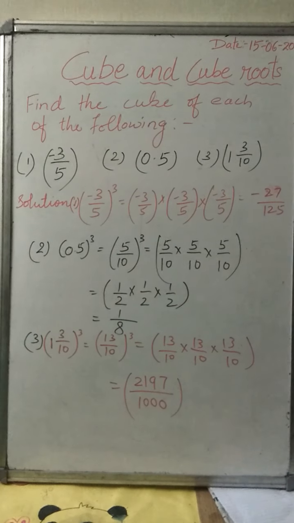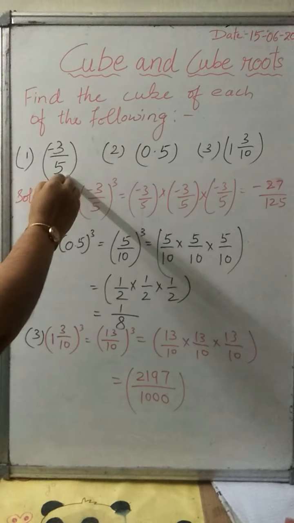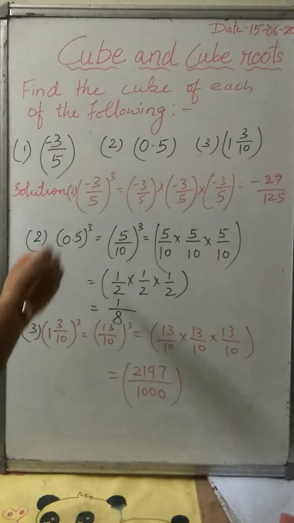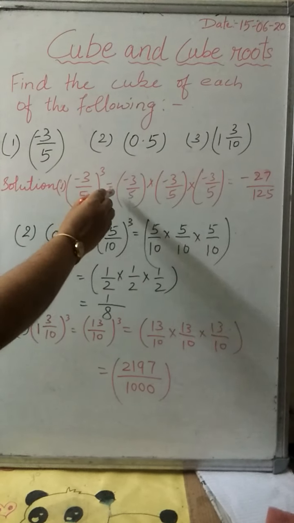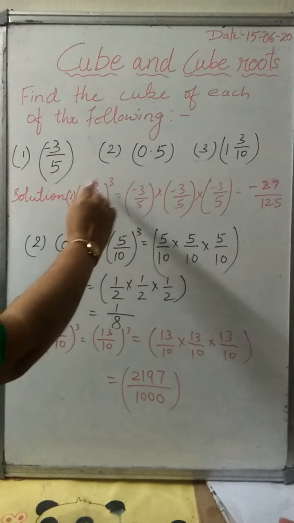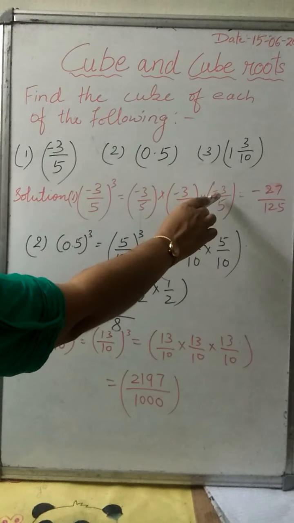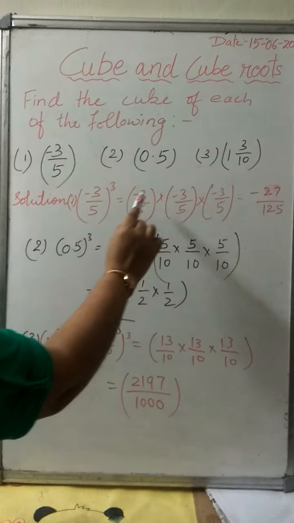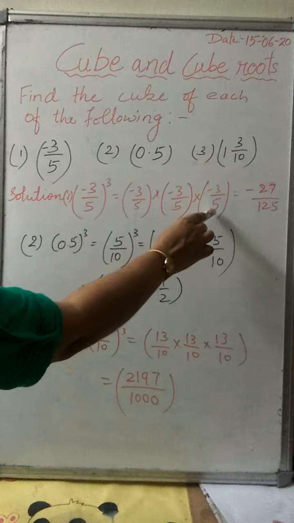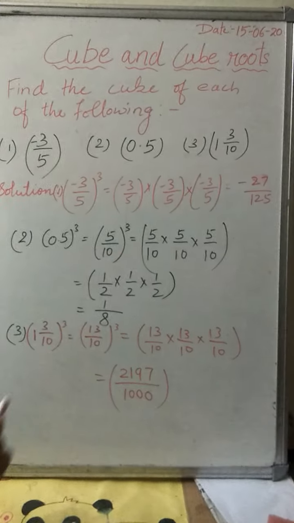Now here are some questions. Find the cube of each of the following: minus 3 by 5, 0.5 and 1 3 by 10. So how will you do it? Minus 3 by 5, you have to multiply it 3 times. Here a negative sign is there. So definitely in the answer you will get one negative sign, because one negative sign will get cancelled with the other and one will remain. So here is the negative sign. And multiply 3 into 3 into 3, that is 27. And then 5 into 5 into 5, that is 125. So the answer is minus 27 by 125.